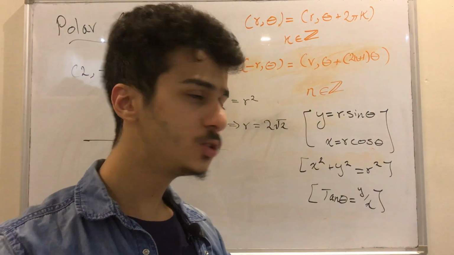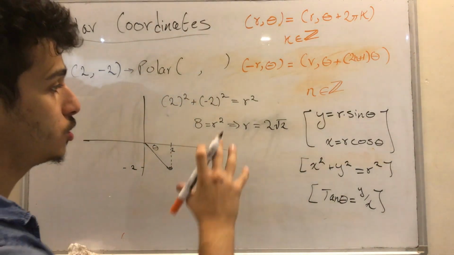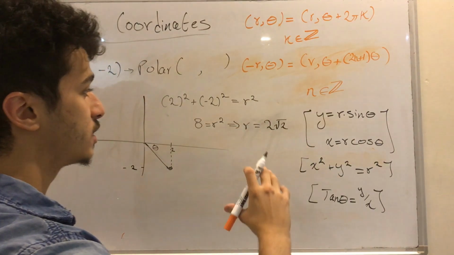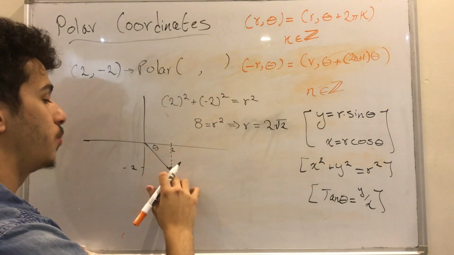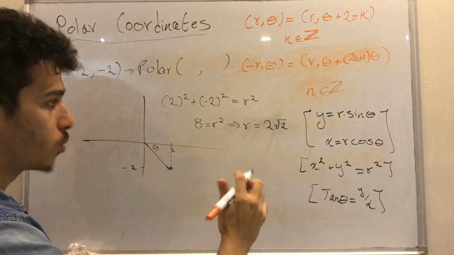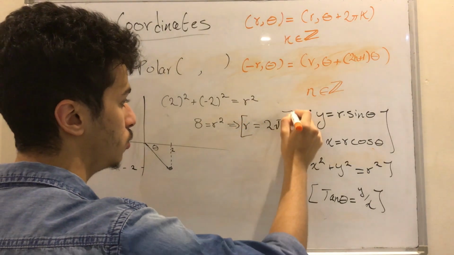Okay, why did I choose the positive one, not the negative one? You can choose either and work with either, as long as the combination of r and theta gives you the point, all will be fine. But let's work with the positive one. So r is 2 root 2.